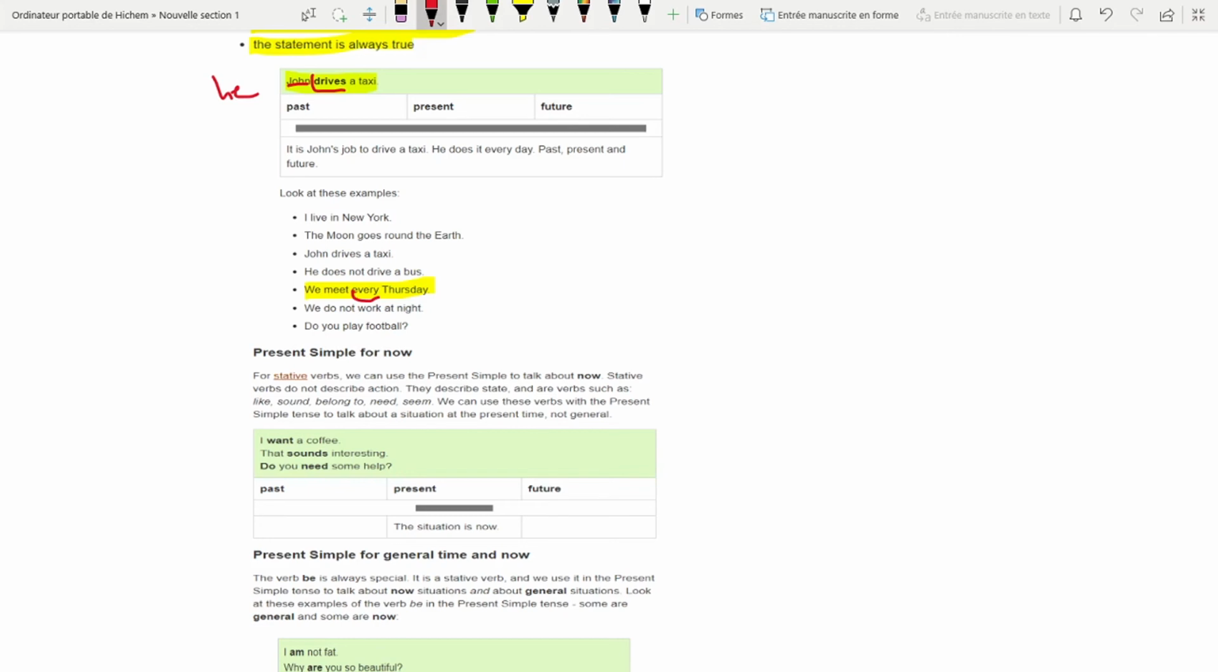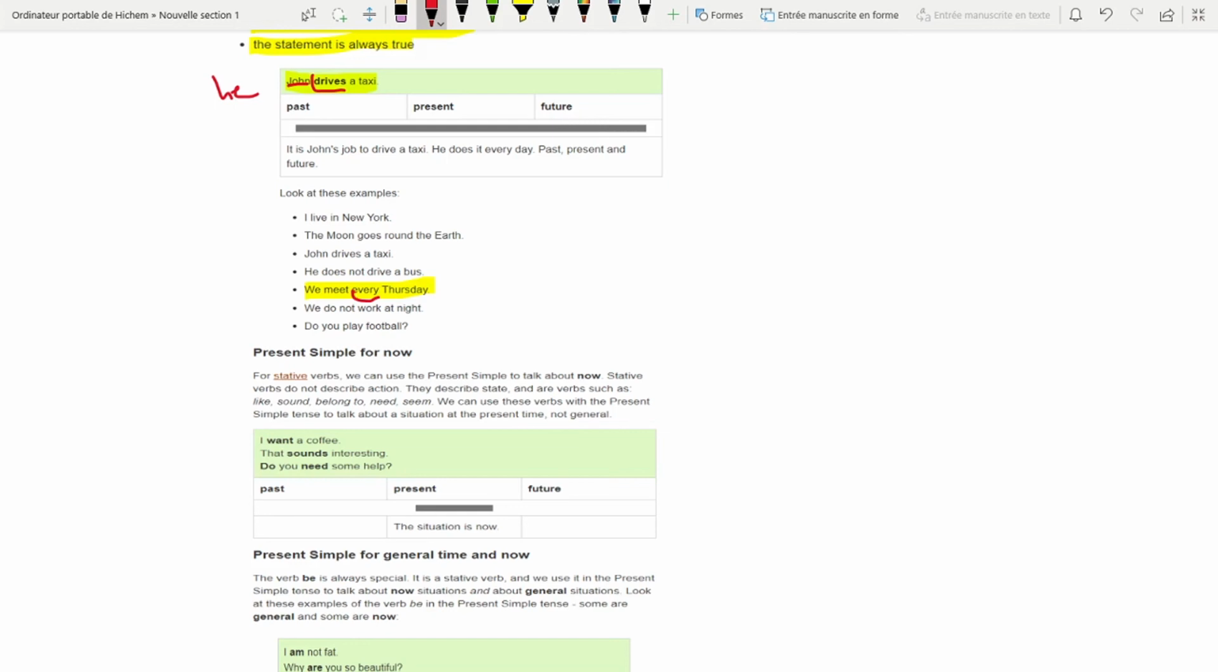And these verbs, if you want examples, we have like the verb like, or sound, belong, or belong to, need, seem, and we can use them with the present simple tense to talk about a situation at the present time. It's not general. It means we are talking about something that is happening right now. For instance, when you say, I want a coffee, that sounds interesting. Do you need some help? These actions are happening now. When I say I want a coffee, it means something that I want right now.